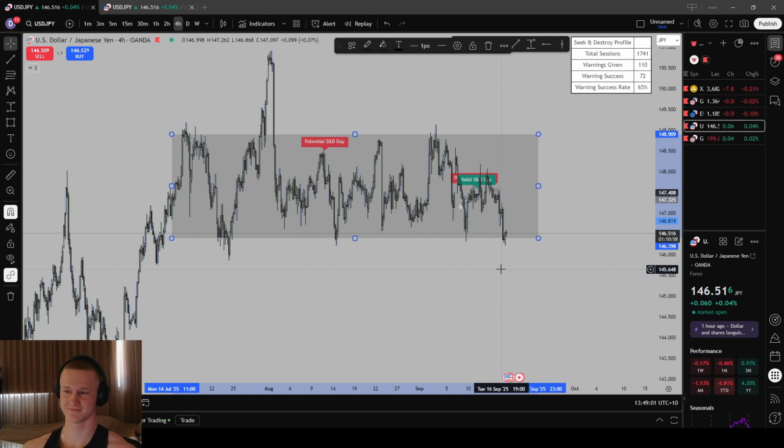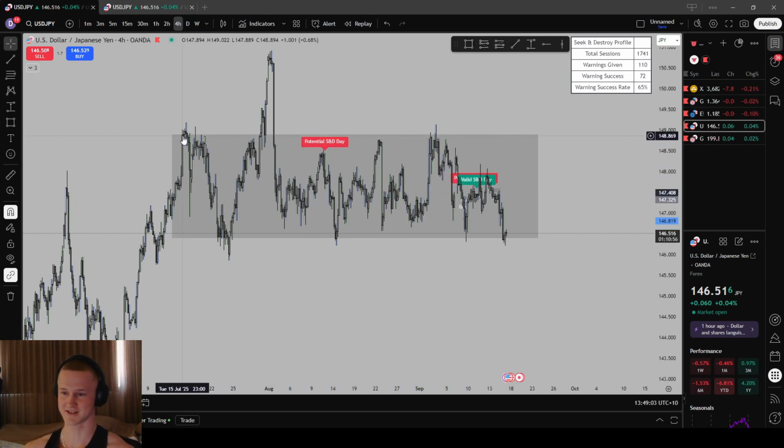But look at this range. Price taps, comes back down. Price taps, comes back down. Obviously, it launched here. That was news. Can't do anything about that. After news, oh look, we drop back in. Easy. So drop back into the zone.